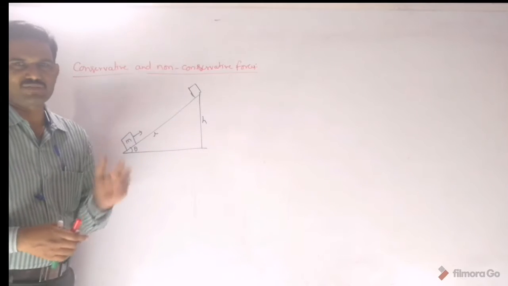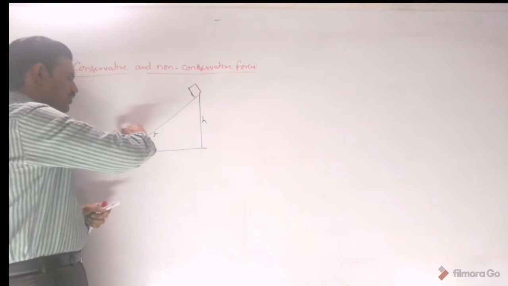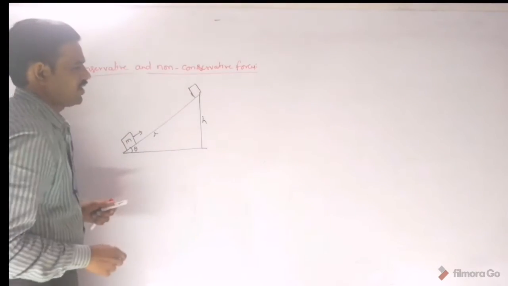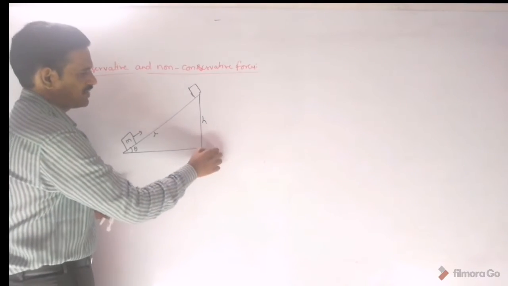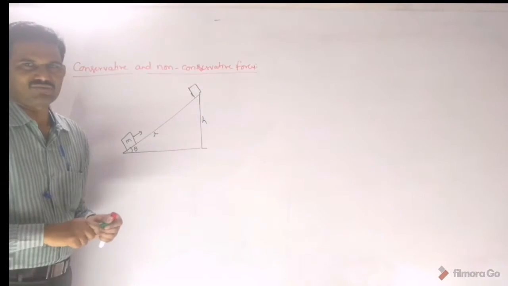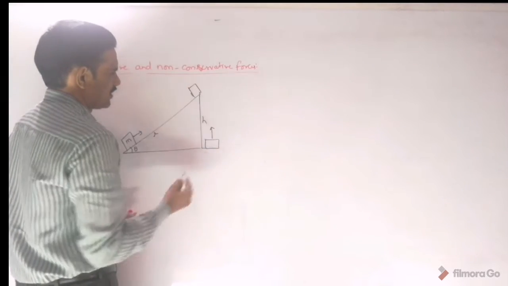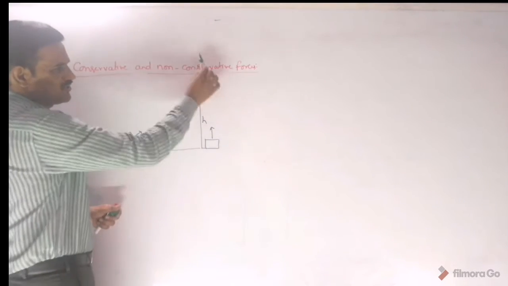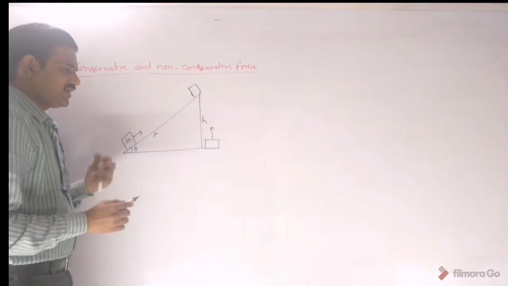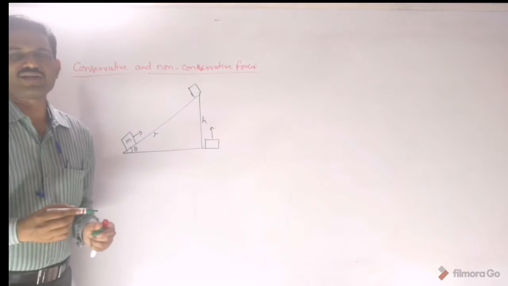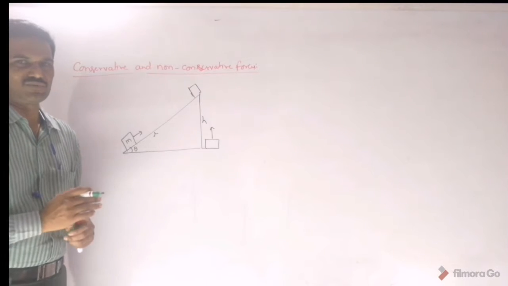Then two possibilities are there. You can pull the block along this inclined plane, or you can directly take it from here and lift it vertically upwards. That means both ways you can lift that block: you can pull along this path or you can lift along this path. Now our aim is to calculate the work done by the gravitational force, right?